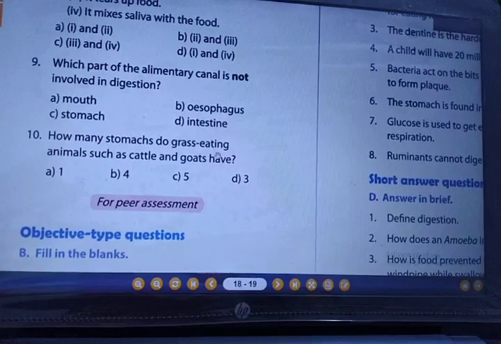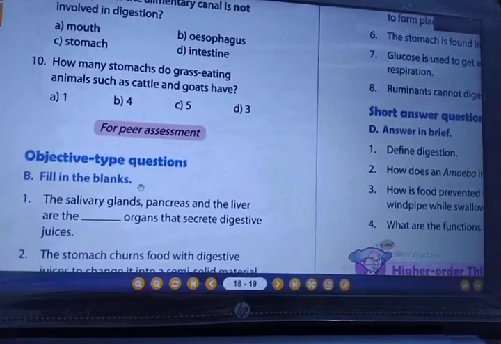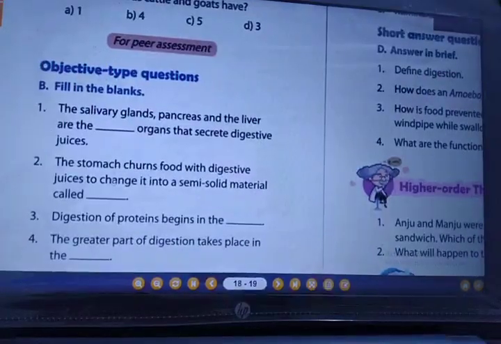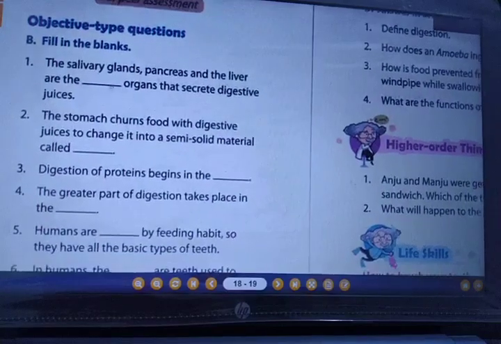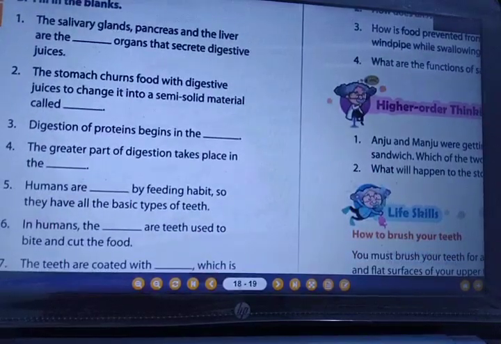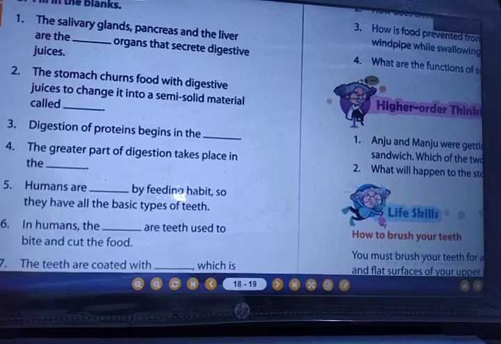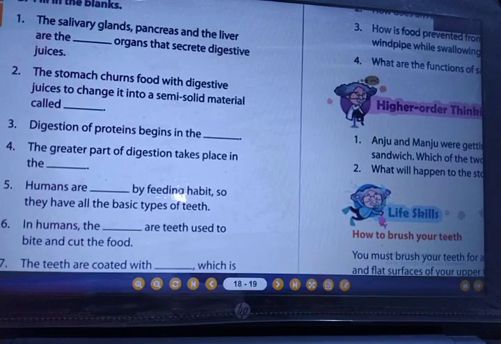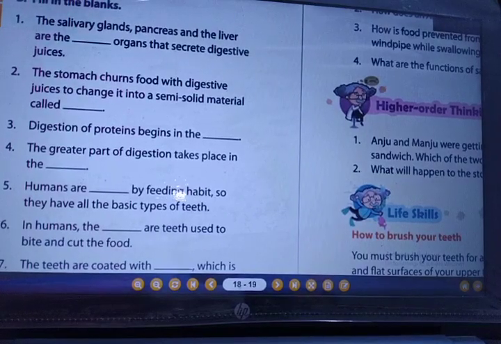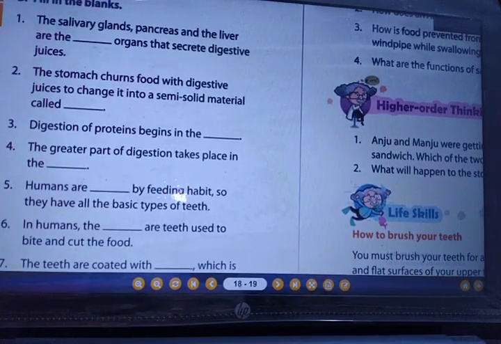As we move towards the fill in the blanks type questions, you can see here the first question is: salivary glands, pancreas and the liver are the dash organs that secrete digestive juices. Can you tell any answers? So you can see the first answer is they are the accessory organs. Second question, the stomach churns food with the digestive juices to change it into a semi-solid material called chyme. C-H-Y-M-E. It's called chyme.